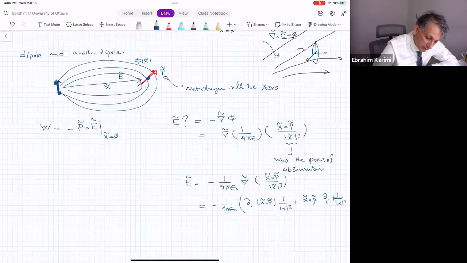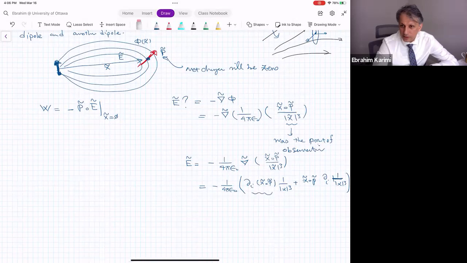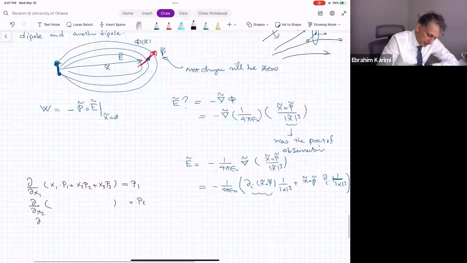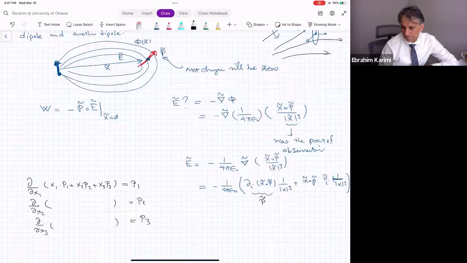So what is the value of the derivative with respect to xi of x dot p? It means you have to take the derivative with respect to x1 of x1 p1 plus x2 p2 plus x3 p3. What will it be? It will be p1. What about the derivative with respect to x2? That will be p2. The derivative with respect to x3 will be p3. So the entire thing will be the vector p.